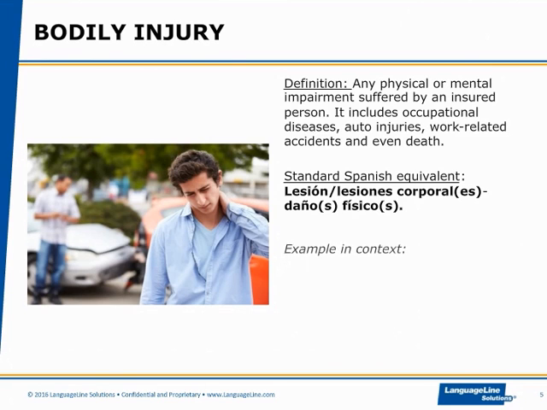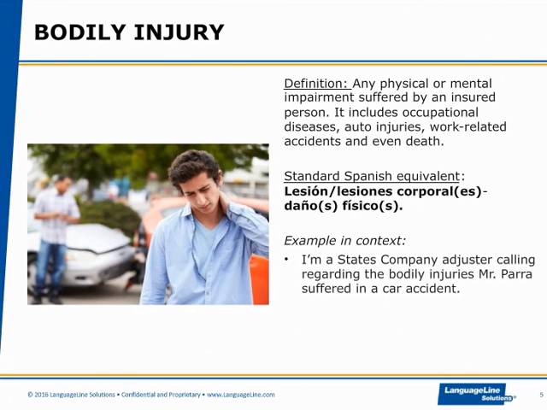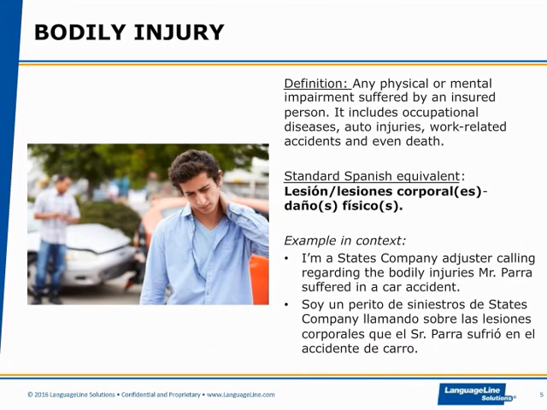Example and context. I'm a States Company Adjuster, John, calling regarding the bodily injuries Mr. Parra suffered in a car accident. Soy un perito de siniestros de States Company llamando sobre las lesiones corporales que el señor Parra sufrió en el accidente de carro.